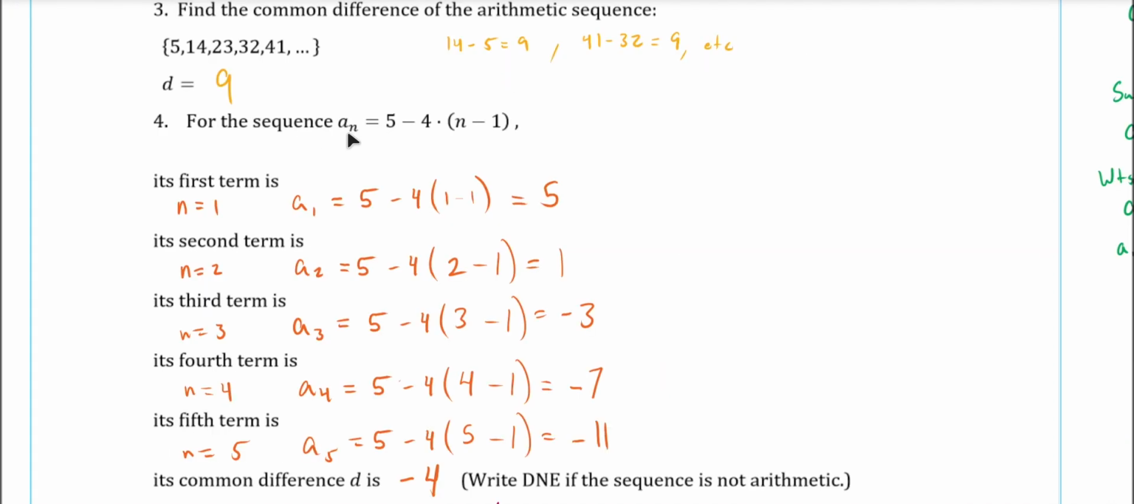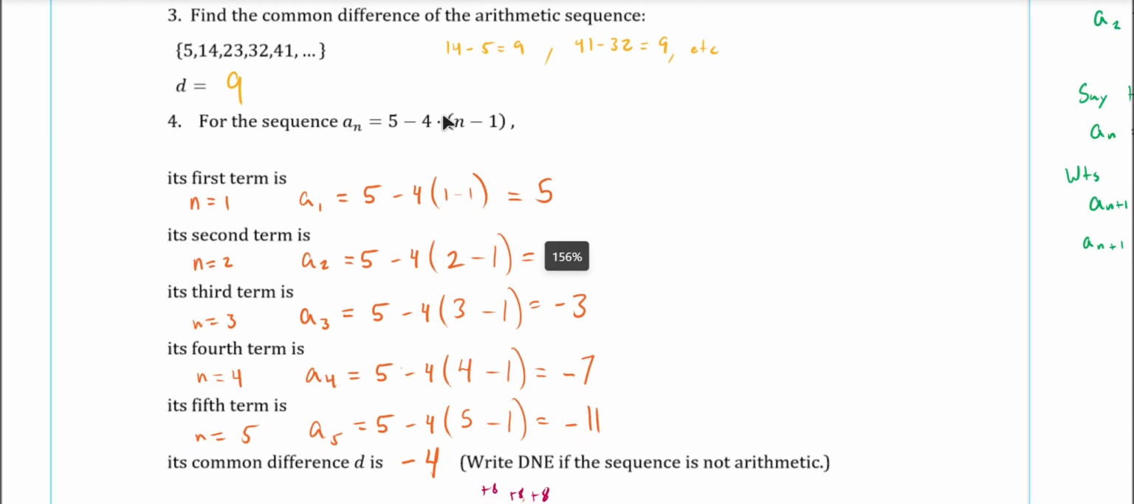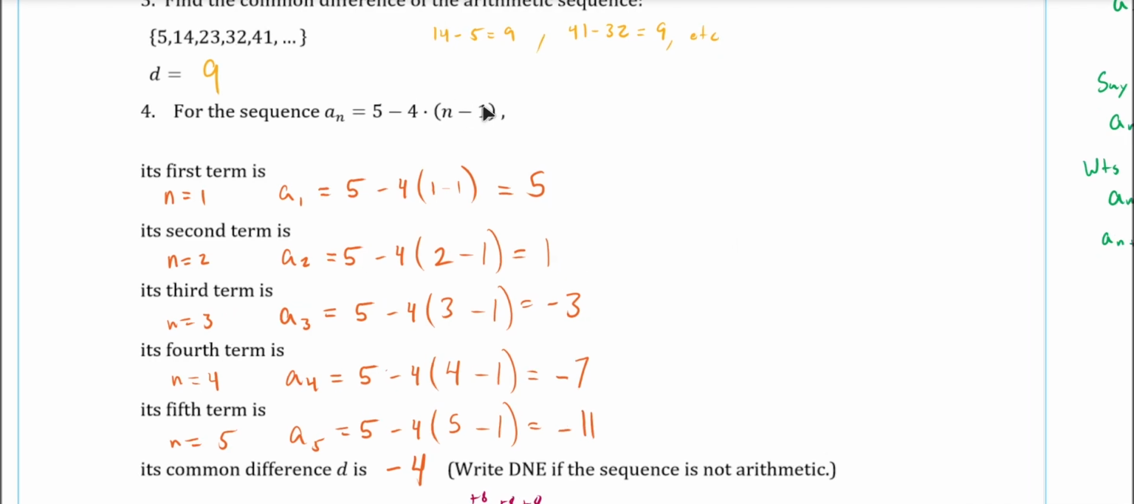Here we have an arithmetic sequence written in standard form, and they want us to compute the first few terms. This is just a matter of substituting values in for n and evaluating that expression. The common difference is the thing we're multiplying by, playing the role of slope here. And the first term is what we would get if we plugged in n is equal to 1 here, which is going to be our 5.